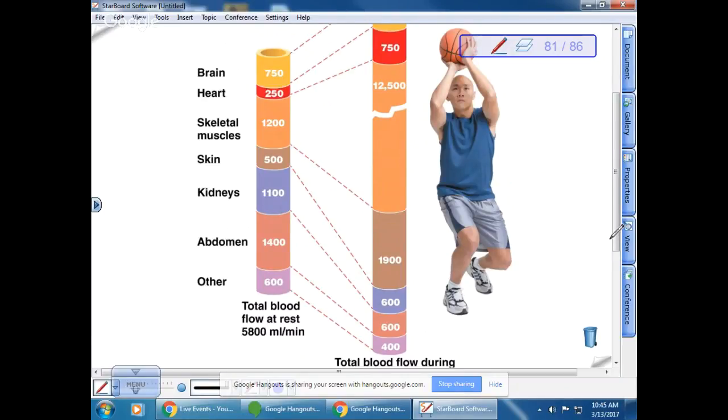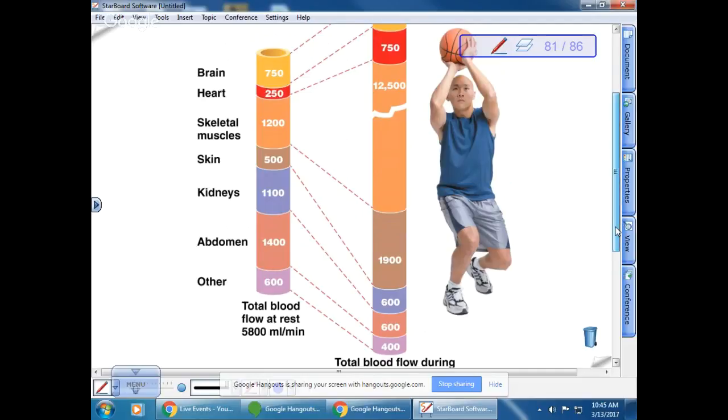When you are at rest, blood stays pretty evenly distributed in the body. Notice a lot of blood goes to the kidneys, and that's the amazing thing about the kidneys. They actually use a lot of your energy to filter the blood, and about one fifth of the blood flow goes to the kidneys. Then you'll notice that kidney flow when you're exercising actually goes down. Your body's not shunting the blood there, but flow to the skeletal muscles goes dramatically up from 1,200 to 12,500. That's like 10 times the amount of blood flow to the skeletal muscles, okay?